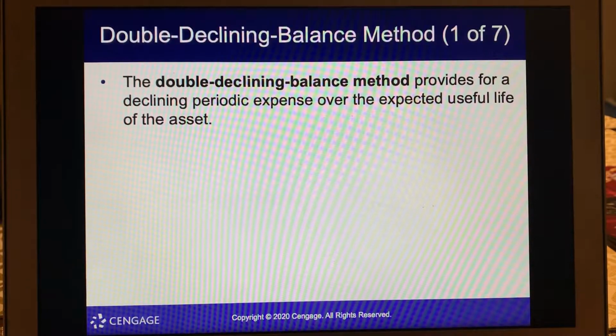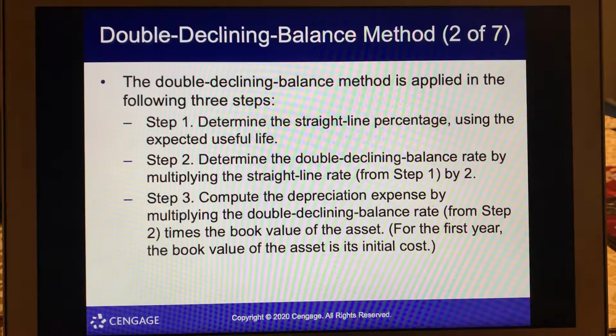The double declining balance method provides a declining period expense over the expected useful life of the asset. So here are the steps. One, determine the straight line percentage using the expected useful life. Two, determine the double declining balance rate by multiplying the straight line rate from step 1 by 2. Three, compute the depreciation expense by multiplying the double declining balance rate from step 2 times the book value of the asset for the first year. The book value of the asset is its initial cost.